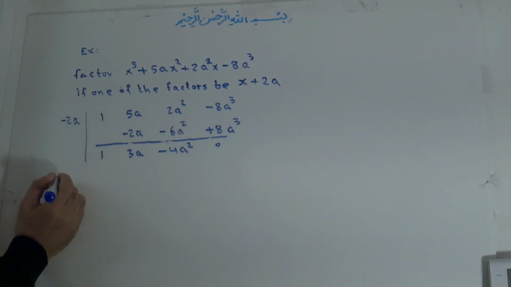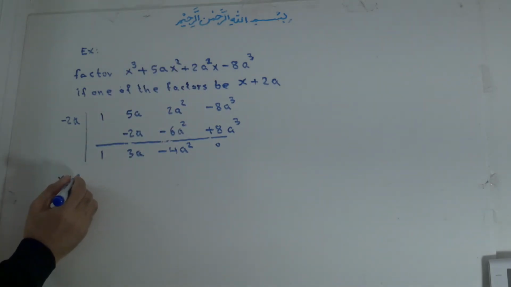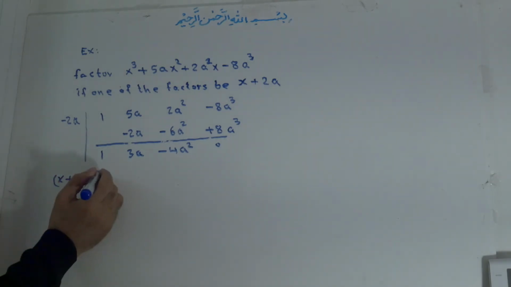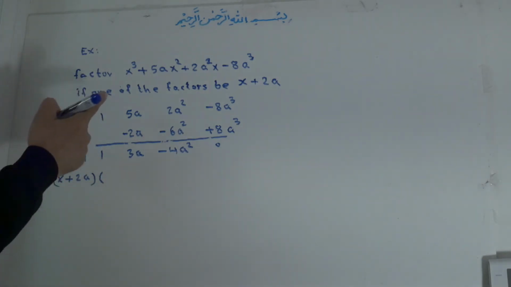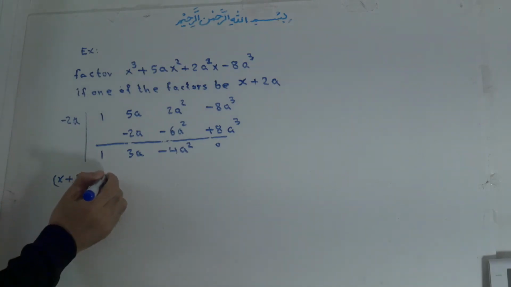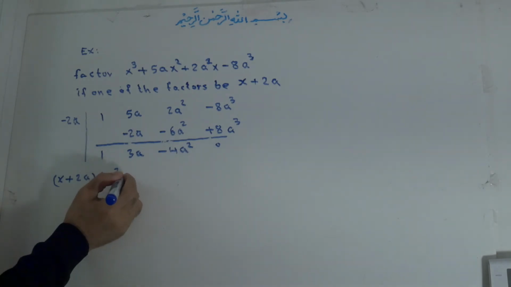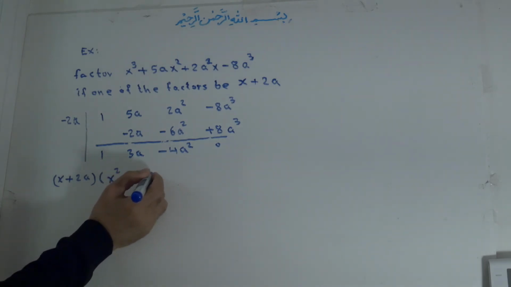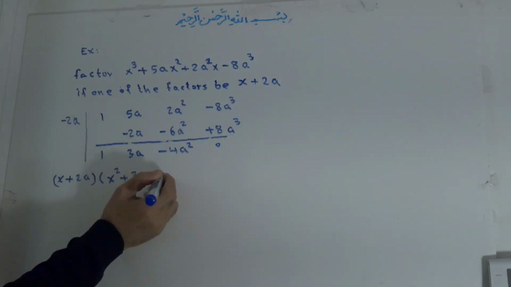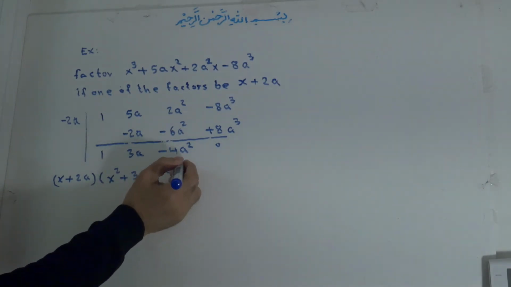One of the factors is x plus 2a. We know that. And the second factor is coefficient times variable. The first variable has the power of 2 because 3 minus 1 is 2. So it is x to the power of 2 plus 3ax minus 4a square, with x to the power of 0 meaning 1.